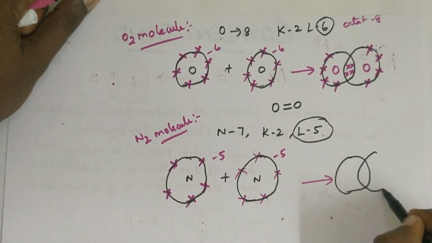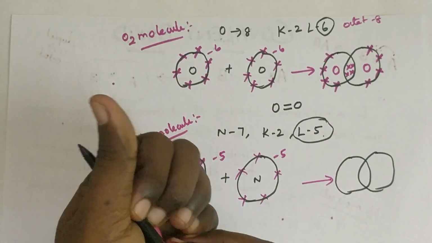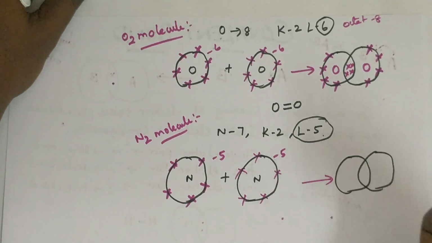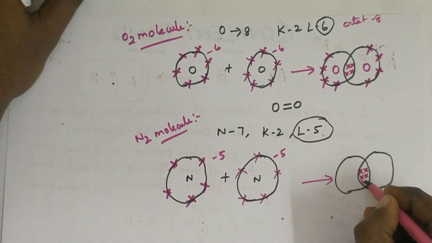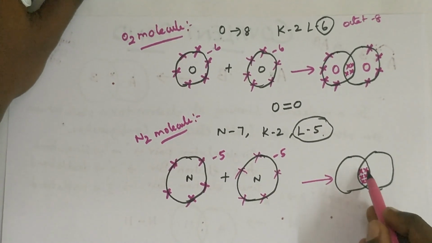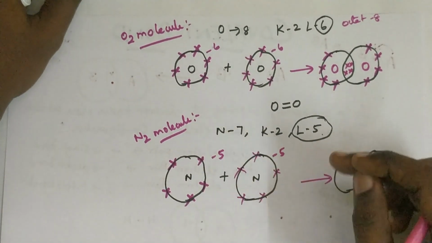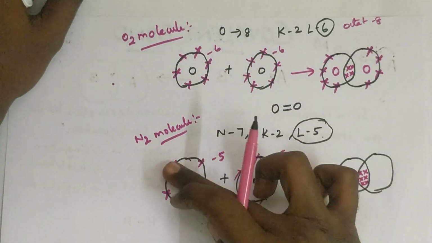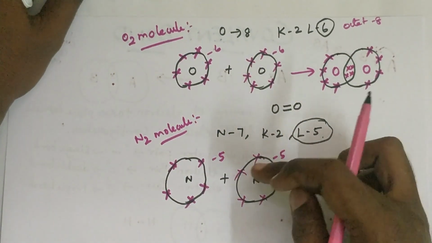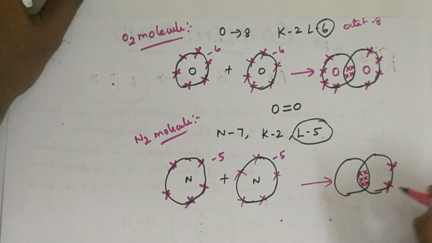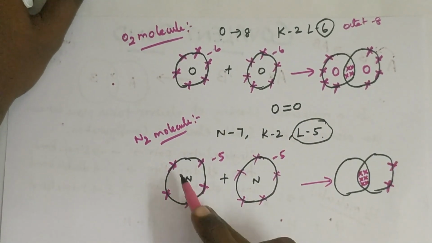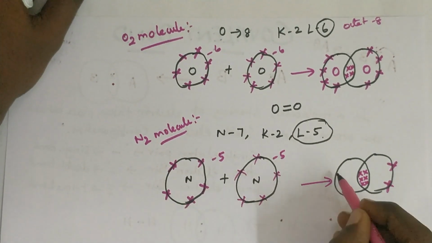So this is 6 electrons, which means 3 pairs. So 1, 2, 3. Because of 6 electrons, 3 pairs. Same way, 3 electrons are shared. From this nitrogen, 3 electrons are shared means remaining 2 in the outermost. Same way for this nitrogen, these 3 electrons are shared, so we have a balance of 2 electrons.